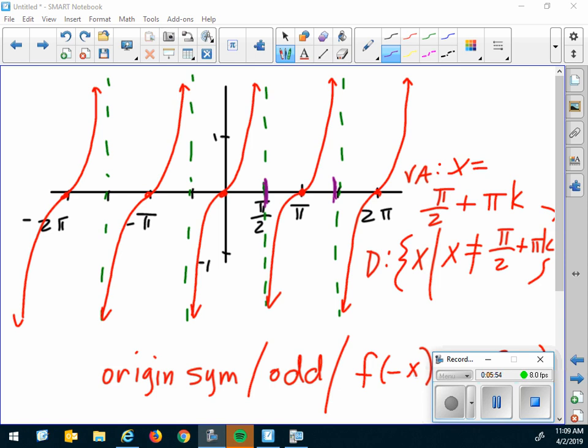Everybody got that? Go to F. Is this function bounded? Which means, is there an upper limit and a lower limit? No. This function is what we call unbounded.